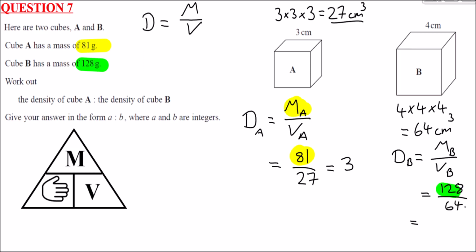And 64 goes into 128 exactly twice, so that gives us 2. So therefore, the density of A compared to the density of B equals 3 to 2. And there we have it. That's question 7 done.